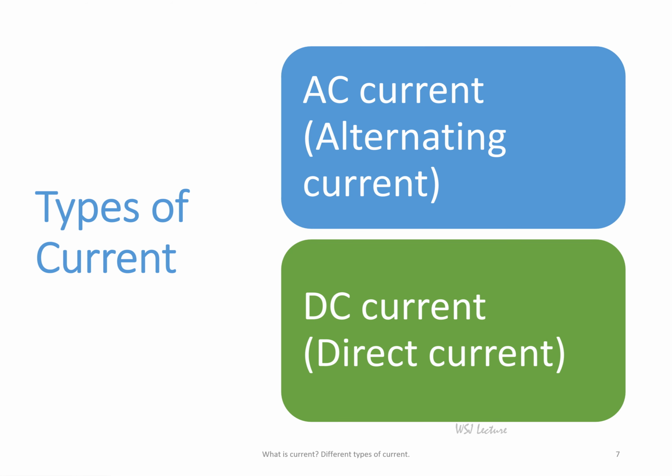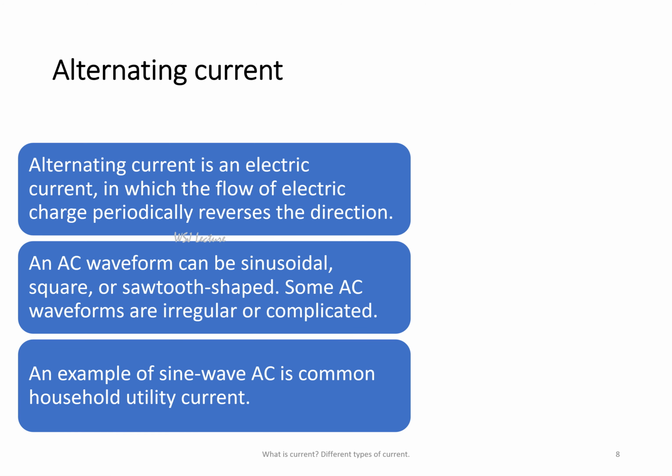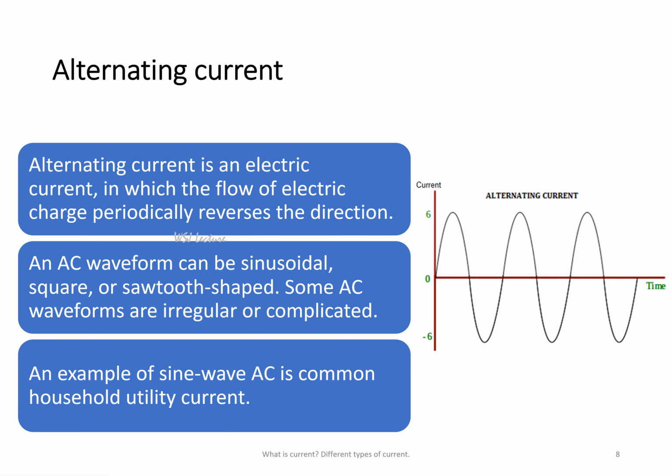Types of current. There are two types of current: AC current, that is alternating current, and DC current, that is direct current. Alternating current is an electric current in which the flow of electric charge periodically reverses direction. A good example is a sinusoidal waveform. An AC waveform can be sinusoidal, a square or sawtooth waveform, or it can be any shape.